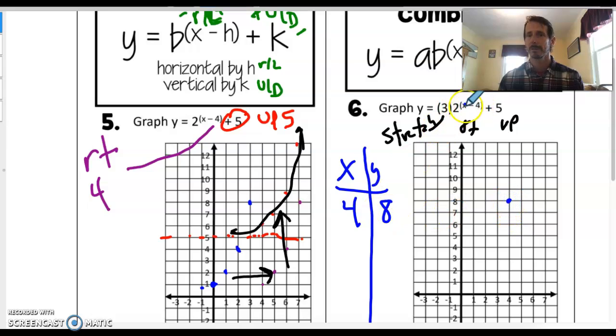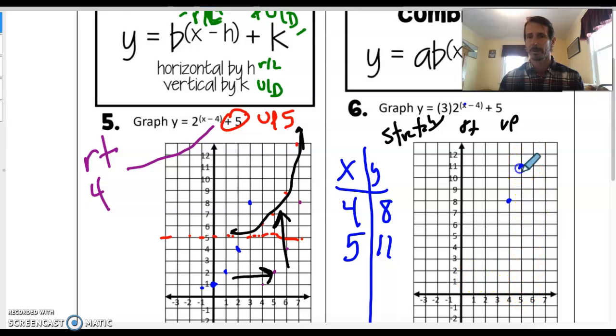And I want these to be nice numbers, so I don't want big numbers up here. So if a 4 makes it a 0, then if I put in a 5, 5 minus 4 is 1. 2 to the first is 2. 2 times 3 is 6. 6 plus 5 is 11. So at 5, I'm all the way up here at 11.